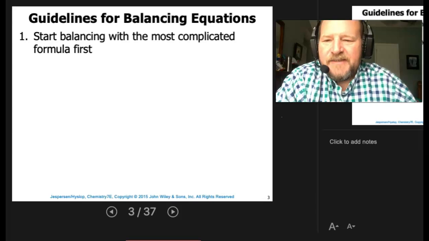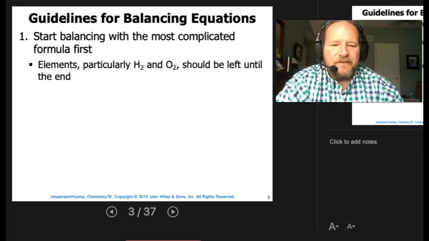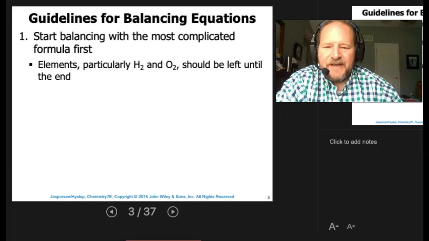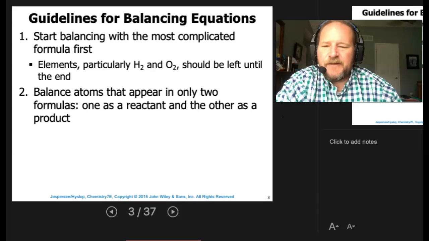All right, so some guidelines then. Start balancing with the most complicated formula first. Elements, particularly H2 and O2, should be left until the end. That's because they're by themselves, but in pairs, and we have a doubling trick, and we'll show you that as well.